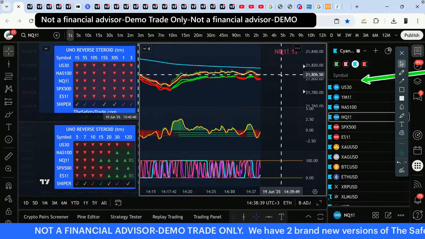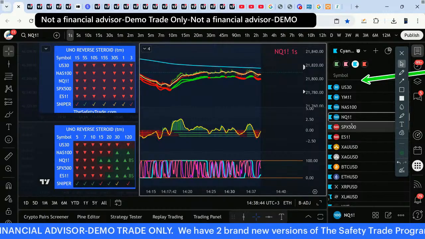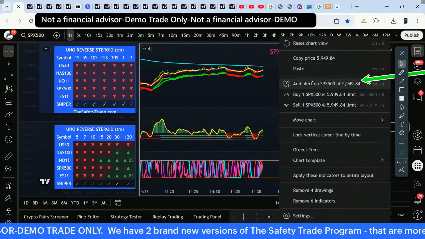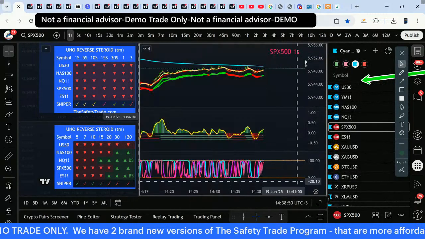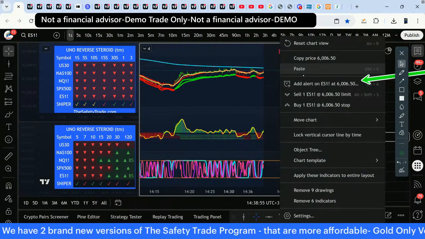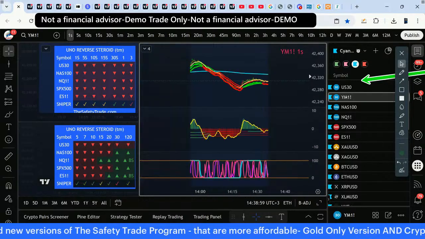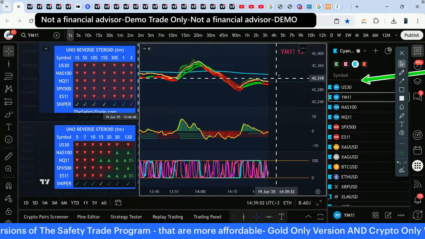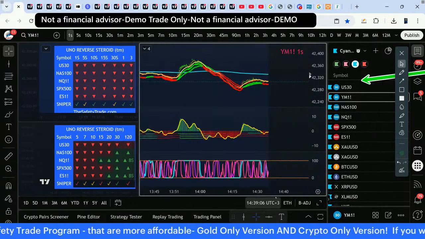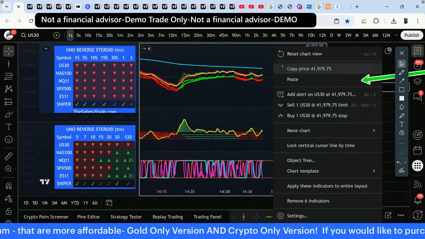NQ1 buy stop to the blue line. SPX 500 1 second buy stop to the blue line. ES1, it's in the game. 1 second buy stop to the blue line. You can see the take profits as I throw up the alerts. YM1, 1 second buy stop to the blue line. We're just trying to grab the reversal, that's all. It's no rush, no big deal. You don't have to do this.